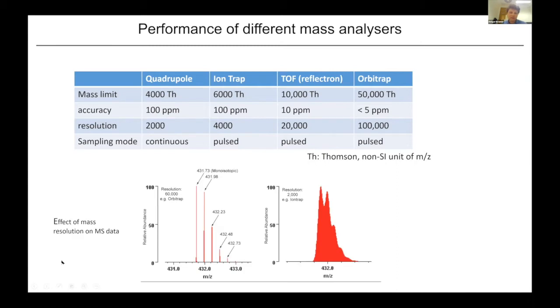Just to show an example of the effect of the mass resolution on the MS data, what is shown here is a signal that could come from a particular peptide, let's say a tryptic peptide of a digested protein sample. In a low mass resolution instrument, such as the ion trap, you just start to see some kind of separation of isotopic peaks, where we're able to see that the peptide ions analyzed in the mass spectrometer contain different numbers of heavy isotopes. Whereas at a much higher resolution, such as that achieved in an Orbitrap mass analyzer, you can see very clear separation of each of the isotopic peaks.